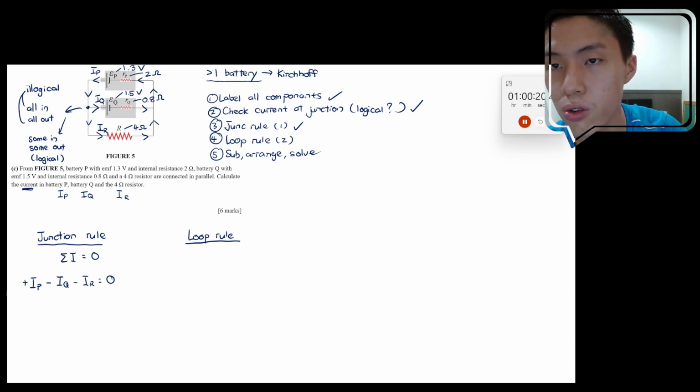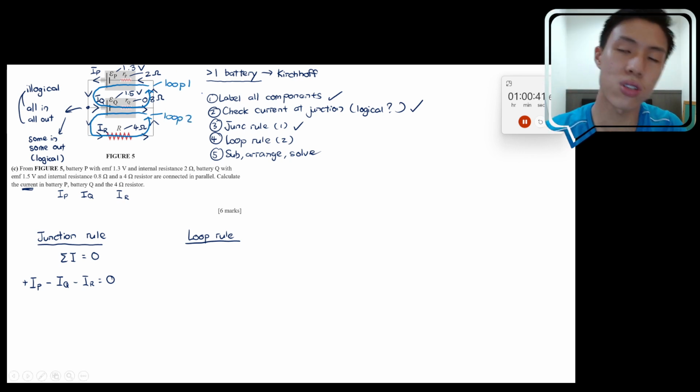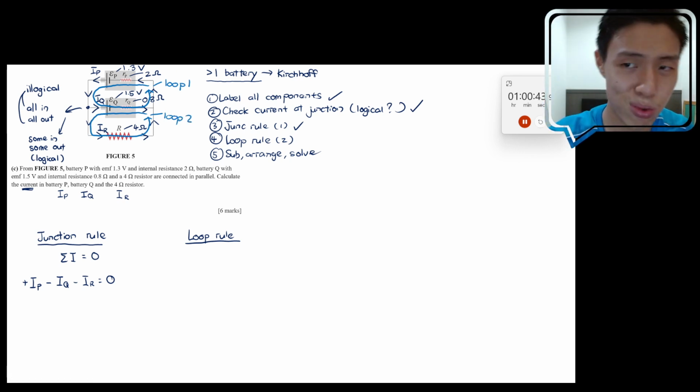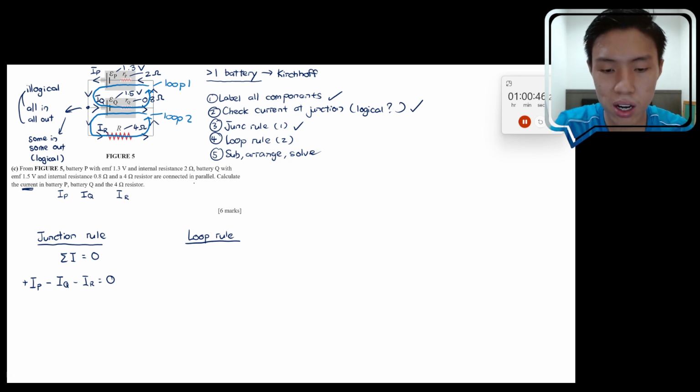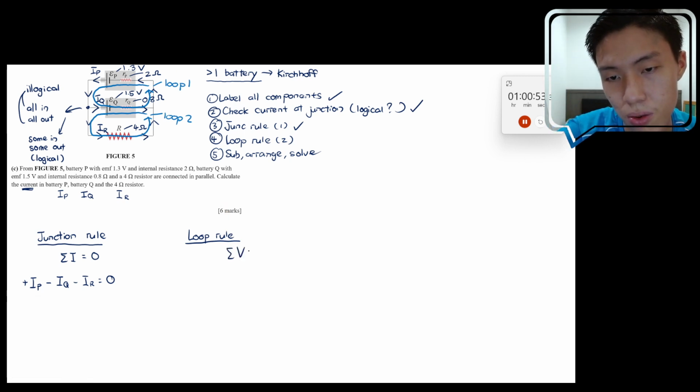So my first loop, I'll be doing it from here to here. I'll call this loop 1. My second loop will be going from here to here. I'll be calling this loop 2. You can choose to do it clockwise or anti-clockwise, it's really up to you. I'll be doing it the way I teach it in class, which is sum of V is equal to 0.